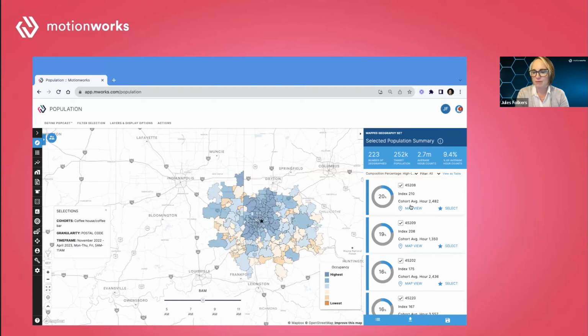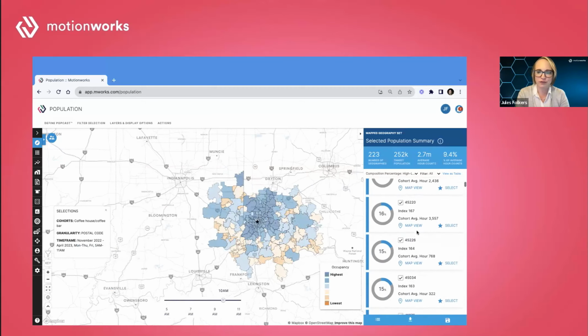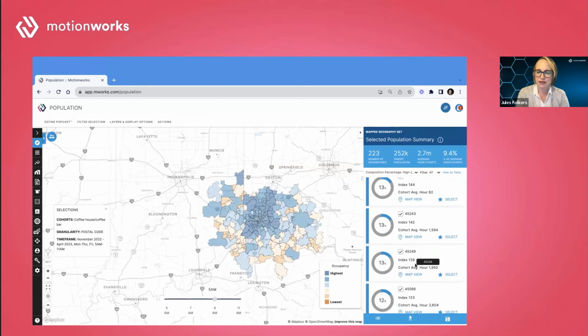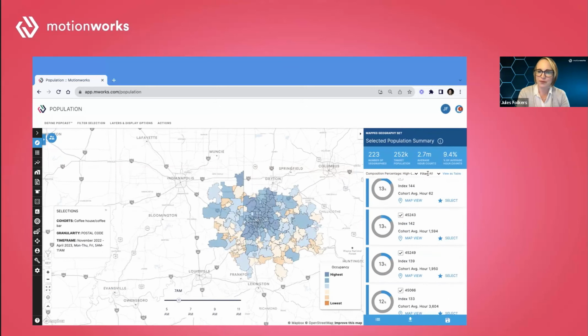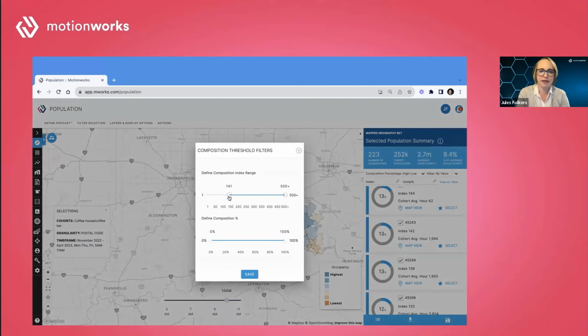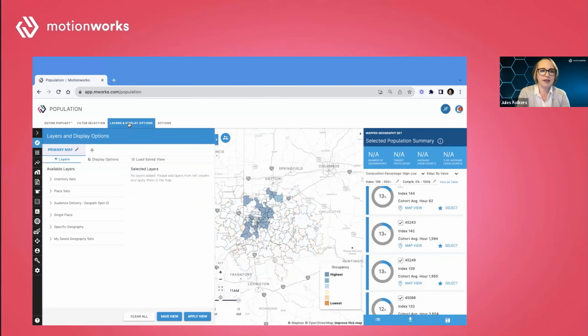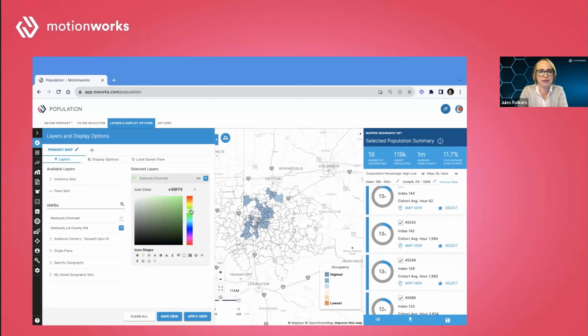I can see several of these zip codes that over index, 139, 133. I want to filter that, anybody that over indexes. There we go. And then let's go back to our handy place set tool, and I can look at Starbucks in the Cincinnati market.